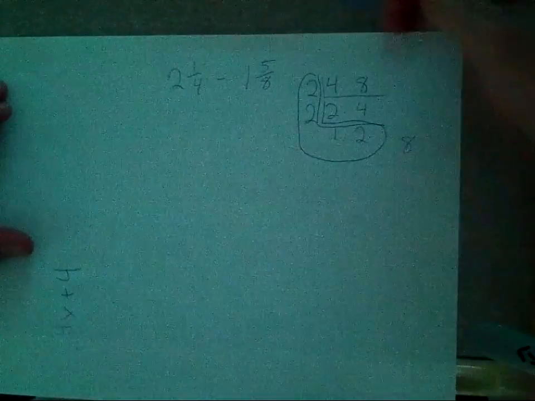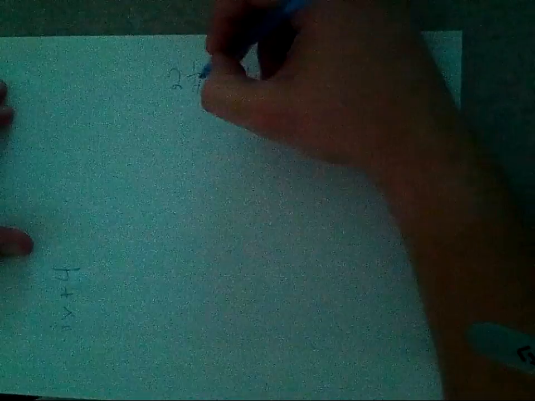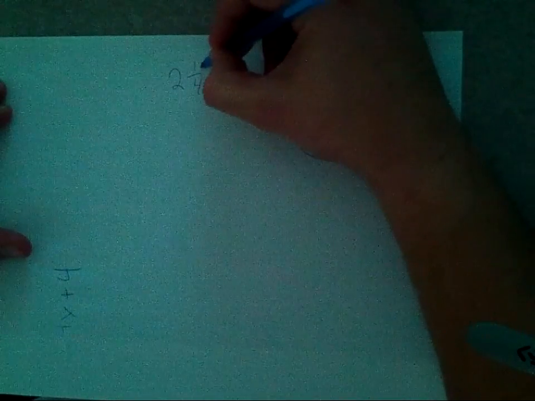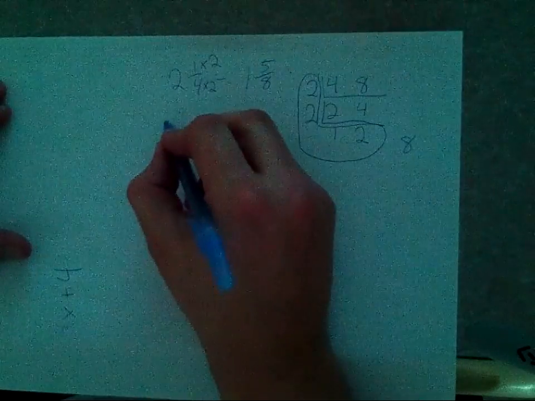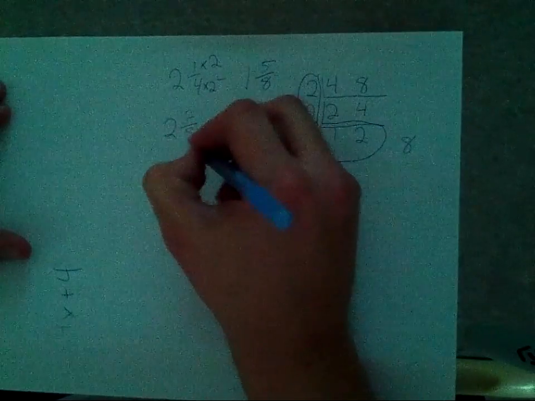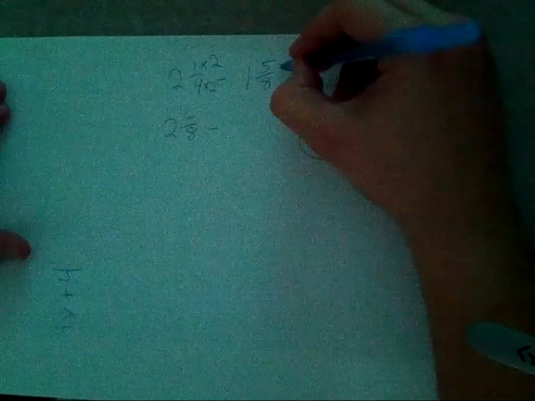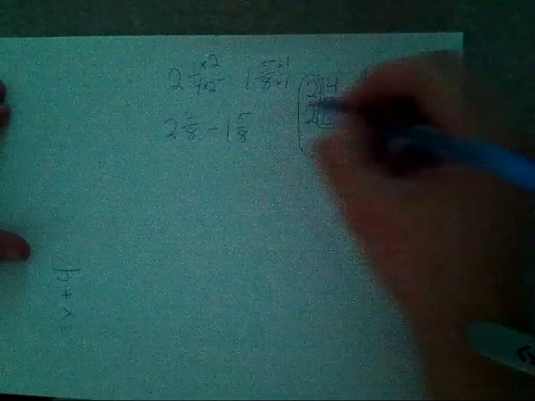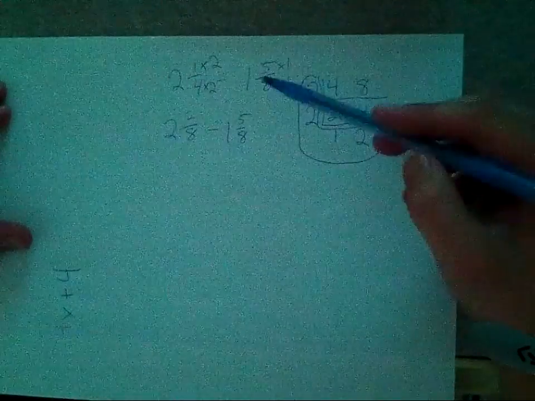So that means we have to change 2 1/4 so that our denominator is going to be 8. So we multiply 4 by 2, and what we do to the denominator, we must also do to the numerator, which would then change this fraction to 2 2/8, minus this fraction we just multiplied by 1 5/8. Now we're stuck with the same situation we had earlier.